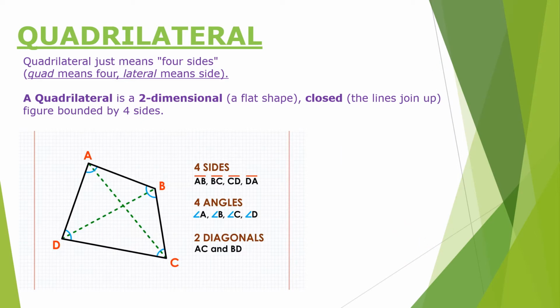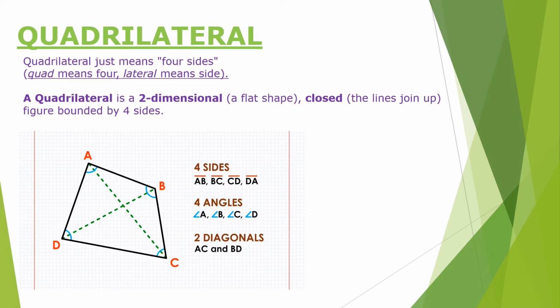Children, quadrilateral means four sides. Quadri means four, lateral means sides. See, a quadrilateral is a two-dimensional closed figure bounded by four sides.